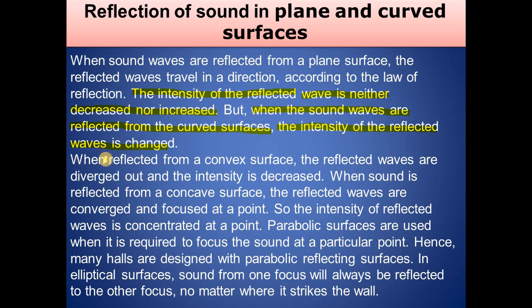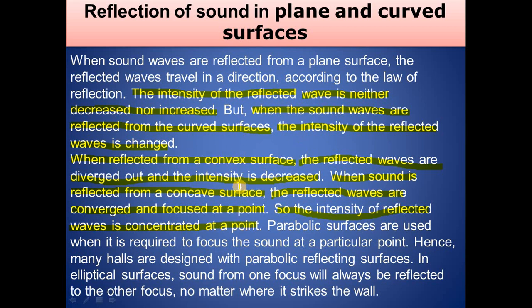Please note it down. This is also a very important paragraph for your objective type. When reflected from a convex surface, the reflected waves are diverged out and the intensity is decreased. So the wave reflected by a convex surface means the intensity of sound is decreased. When sound is reflected from a concave surface, the reflected waves are converged and focused at a point. So the intensity of the reflected wave is concentrated at a point. That is why the intensity is increased.